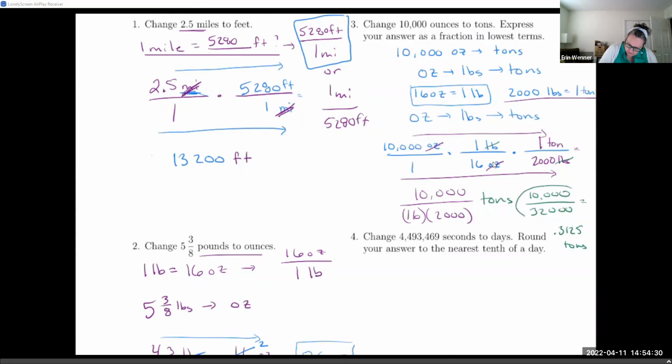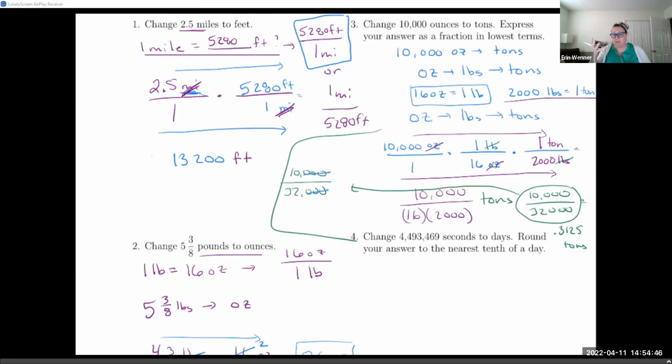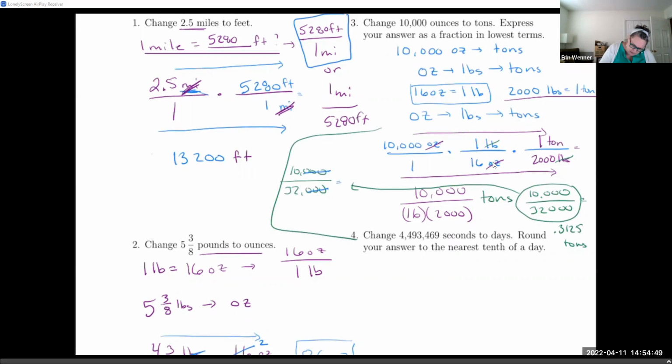Now, if you were doing your homework and they wanted your answer as a fraction, okay, let's think about how we could represent this as a fraction. Well, if I have 10,000 over 32,000, we can cancel 3 of the zeros with 3 of the zeros, because what we're doing there is dividing by a factor of 1,000, giving me 10 over 32. Dividing the numerator by 2, the denominator by 2, I get down to 5/16 tons. So that's how we could represent it as a fraction or as a decimal. So either of these answers are okay. It just depends on how they want it.